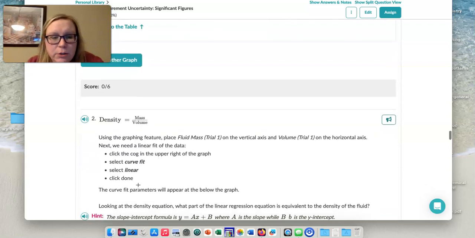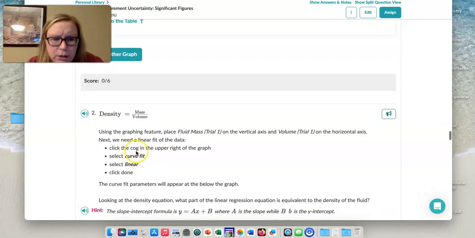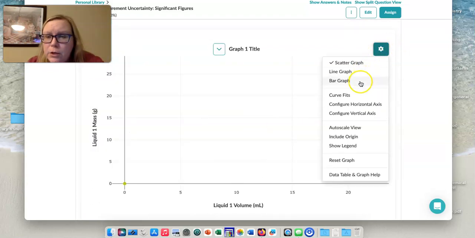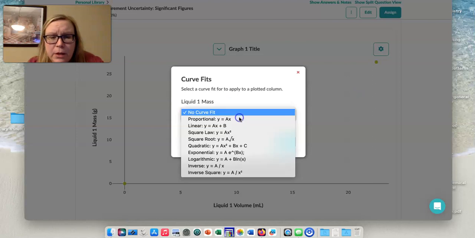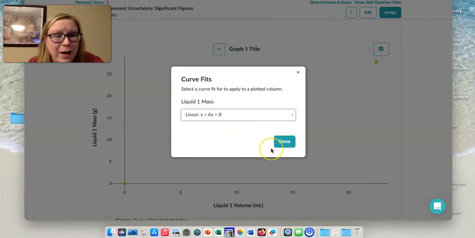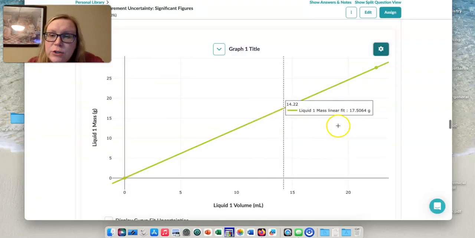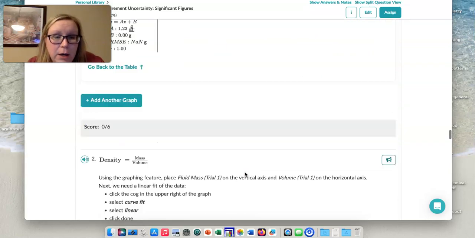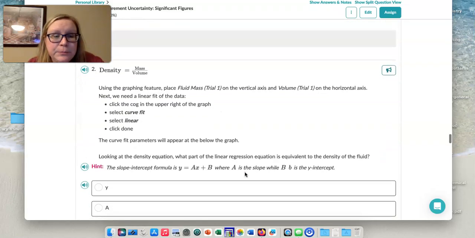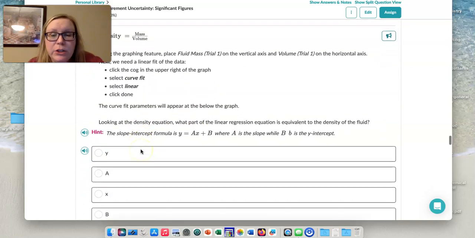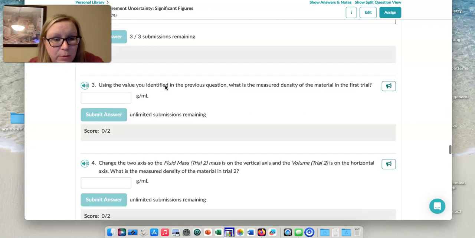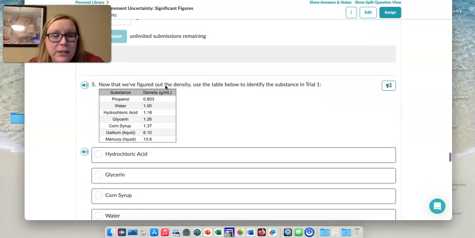So then you're going to click the cog in the upper right of the graph right here, and you're going to select curve fit, and select linear with a y equals mx plus b fit. When you do this, you should see a straight line, and this is the grams per milliliter. Then you're going to answer the questions about the slope-intercept formula, and then continue to answer the questions.